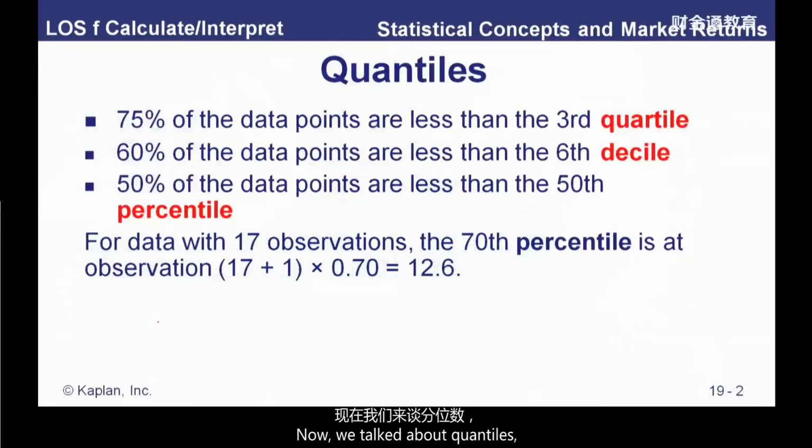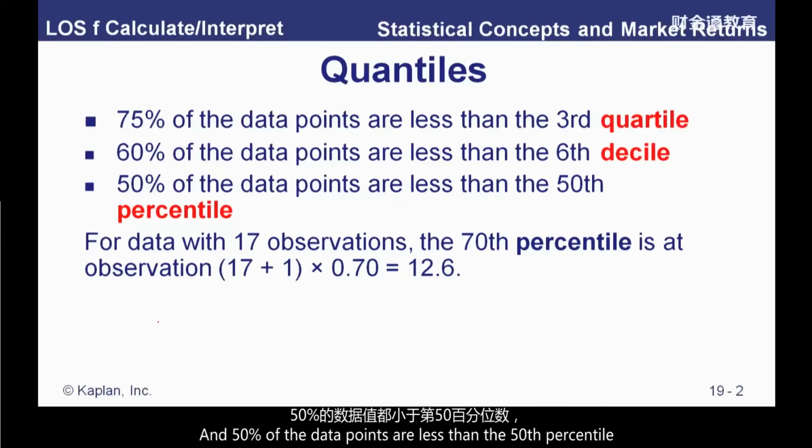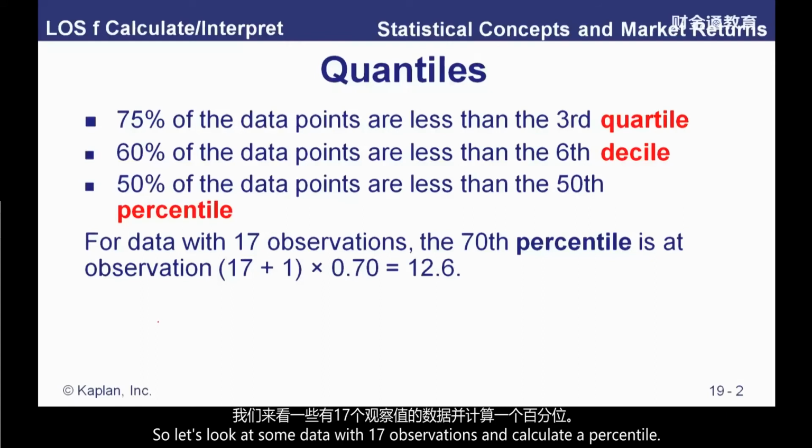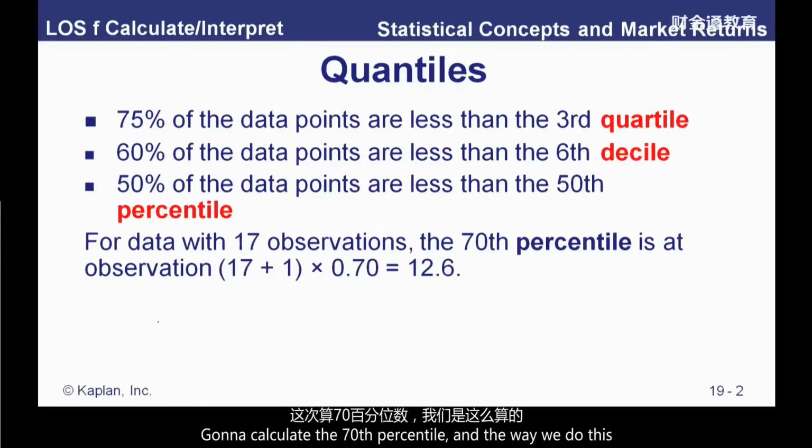Now, we talk about quantiles or quartiles, which are 25% increments, and deciles, that's 10% increments. Okay. And 50% of the data points are less than the 50th percentile. Well, the 50th percentile sounds just like the median, right? So let's look at some data with 17 observations and calculate a percentile. We're going to calculate the 70th percentile.